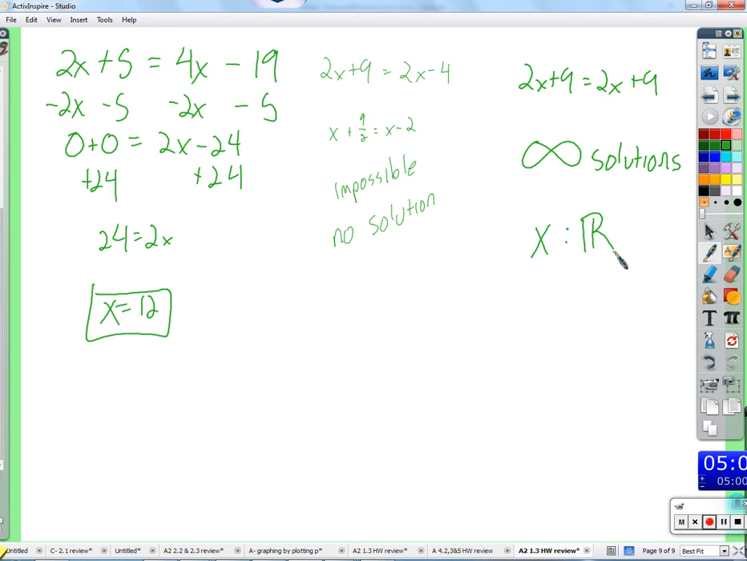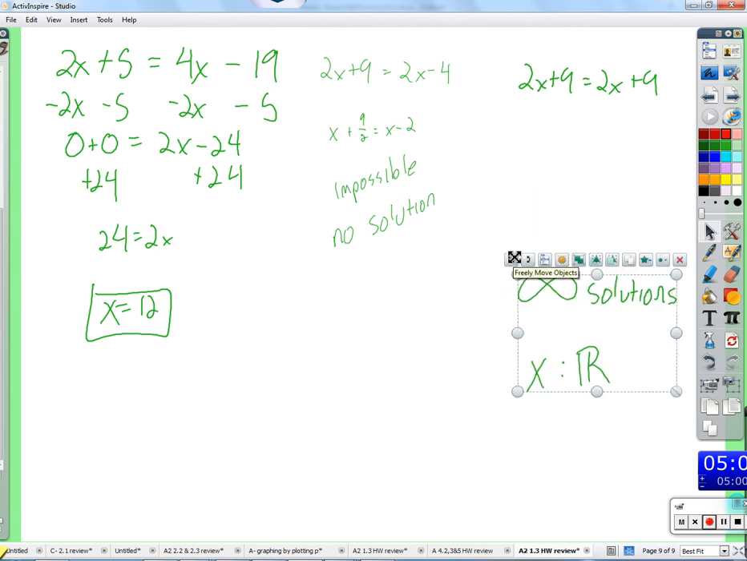So in one case, we have no solutions. In a slightly different case, we have all numbers work. Now when you're working through this and you're trying to solve it, how are you going to know that you have no solutions or infinite solutions? Everything is the exact same on both sides of the equation. True. And remember when we tried to subtract 2x on both sides, we got nonsense afterwards, right? What will we get if we subtract 2x on both sides in this case? 9 equals 9. Not nonsense, right?